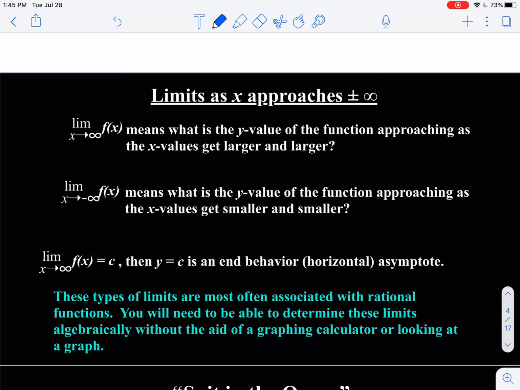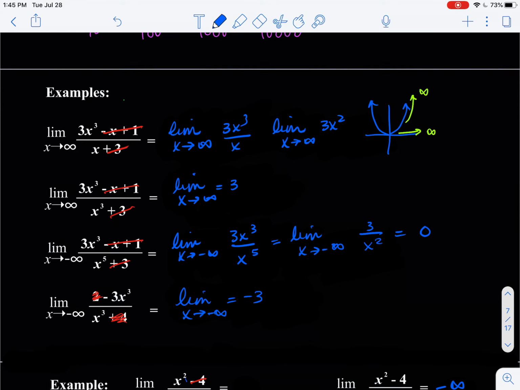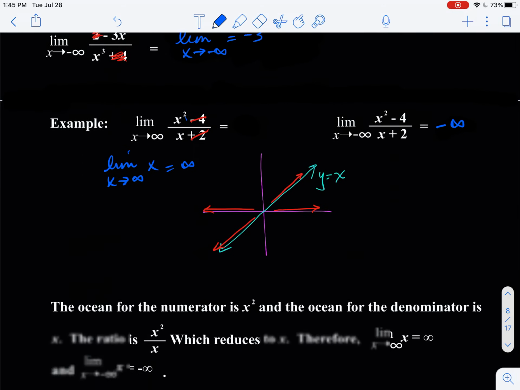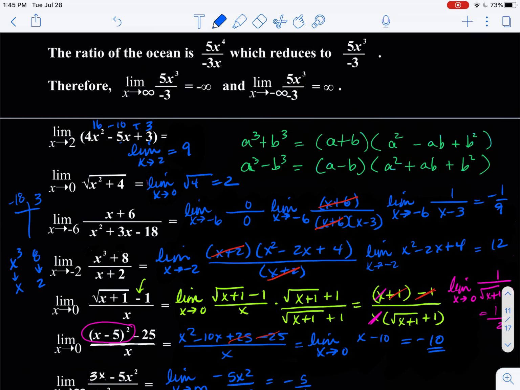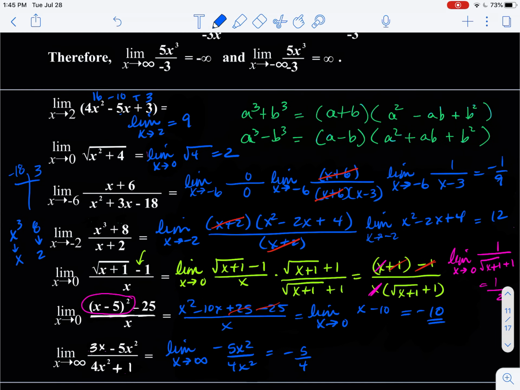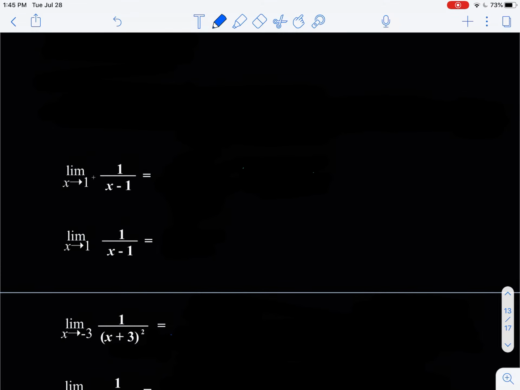And then in part 2, we looked at limits as x approached positive and negative infinity. And we used something called spit in the ocean. To eliminate the spit, just focus on the parts of the function that are growing the fastest. And we went through some examples. Today we're going to focus on some review of rational functions from Algebra 2.